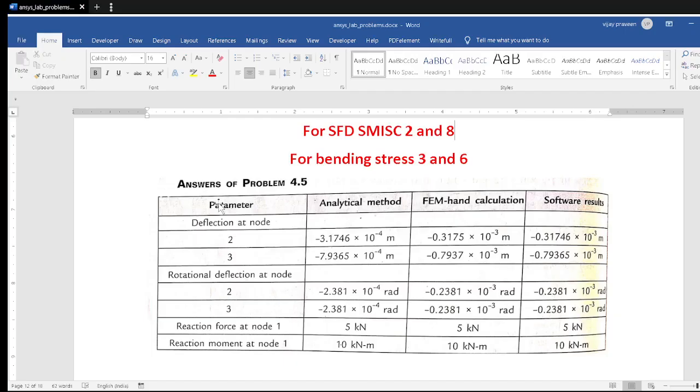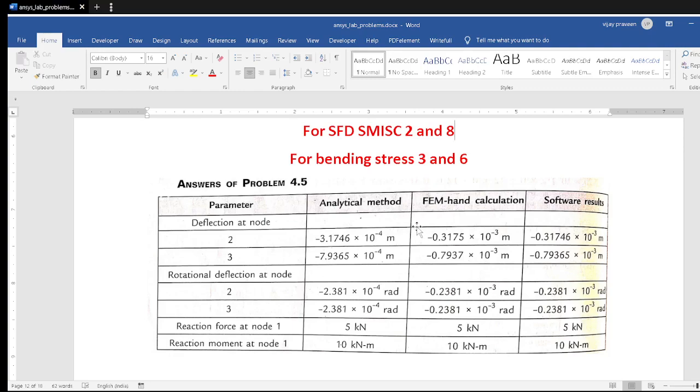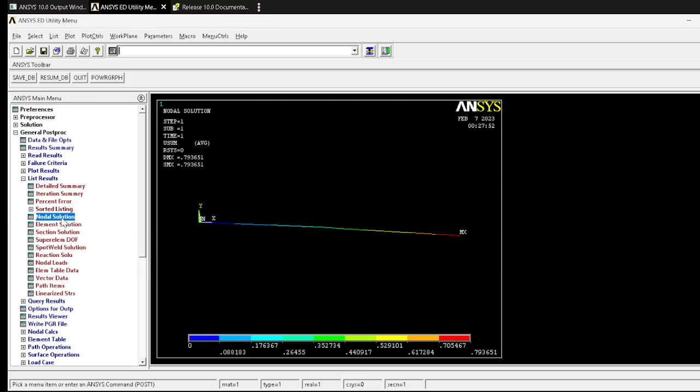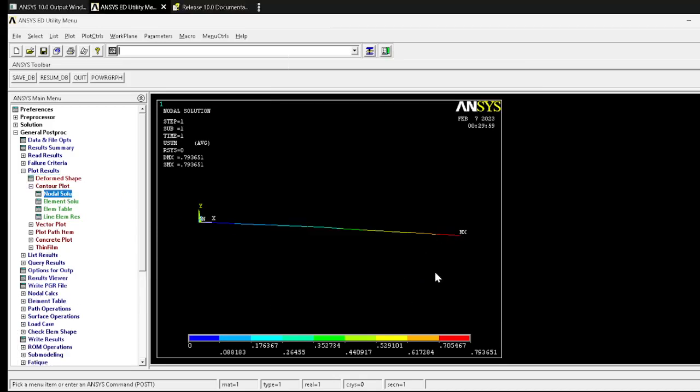You can check 2.381 into 10 raised to minus 4, that is nothing. We got 0.23 radian. Okay, then one more thing, we are going to represent through the graphical representation: list results, plot results, nodal solution. You can give vector sum, 0.793.